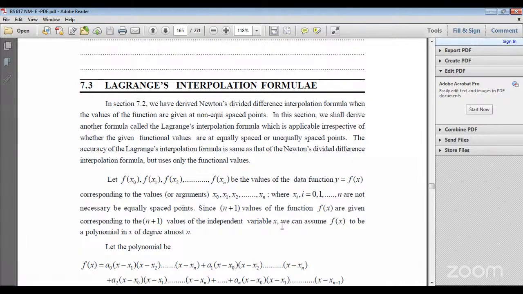So here let f of x0, f of x1, f of x2, f of x3, and so on, f of xn be the values of the data function y is equal to f of x corresponding to the values or arguments x0, x1, x2, x3, and so on, xn, for i equal to 0, 1, 2, 3, and so on, which are not necessarily equally spaced points. So n plus 1 values of the function f of x are given here. Corresponding to the n plus 1 values of the independent variable x, we can assume f of x to be a polynomial in x of degree at most n.